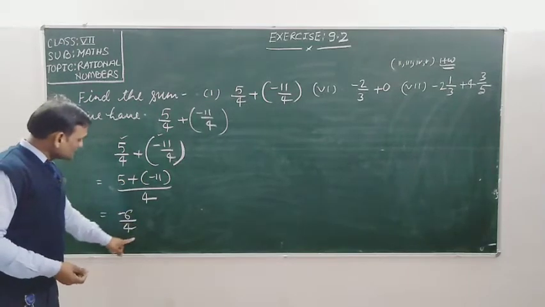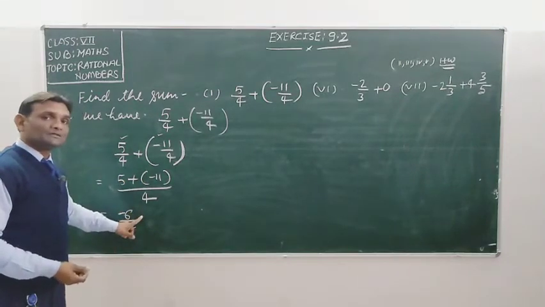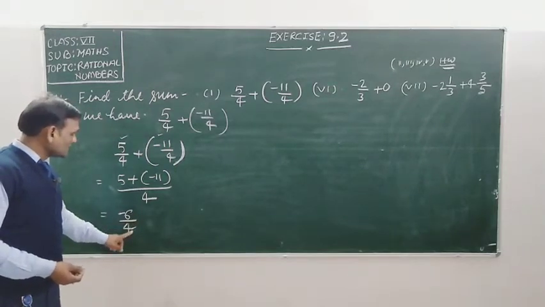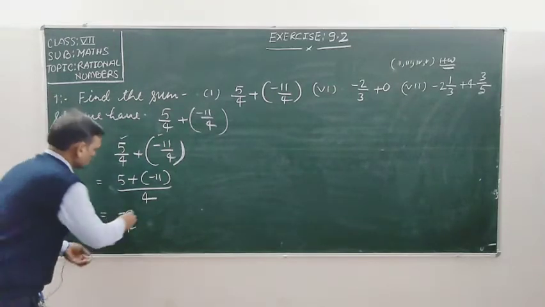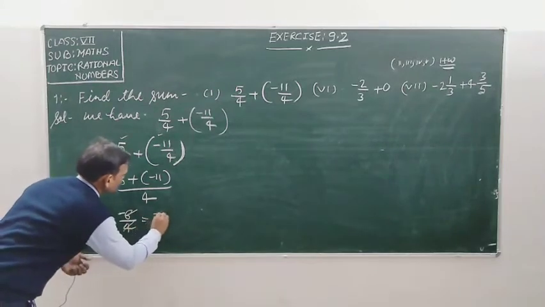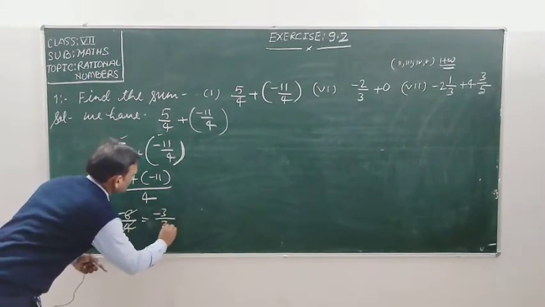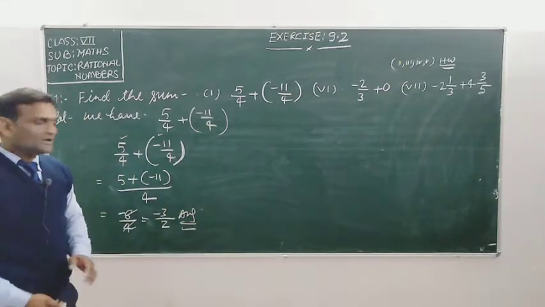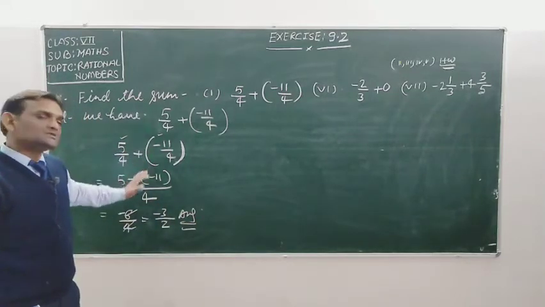If you want to write this rational number in simplest form, then you can, because both numbers are in the table of 2. So we can divide 6 and 4 by 2. So at last we get 2 threes are 6 and 2 twos are 4, minus 3 upon 2. This is my answer, student. In this way, student, we solve this question.